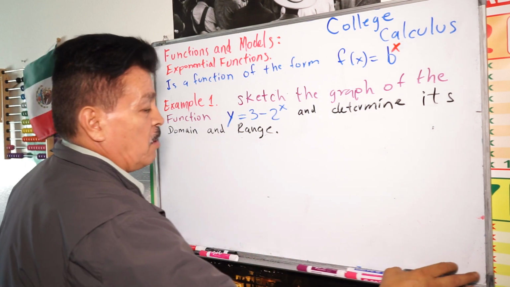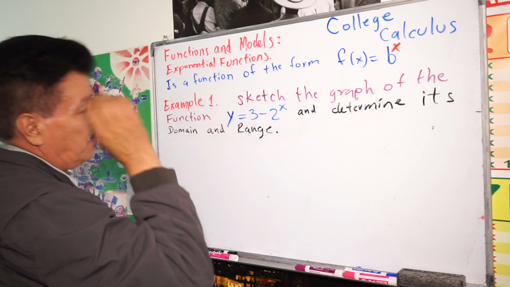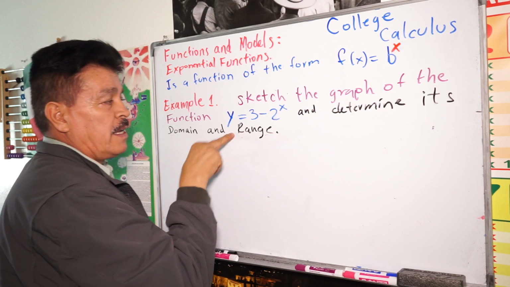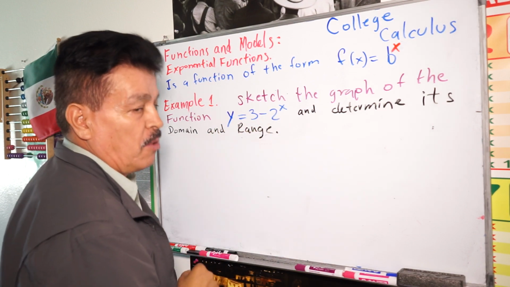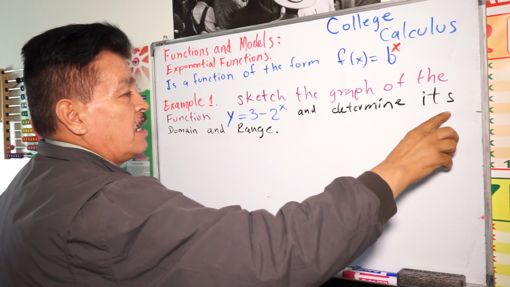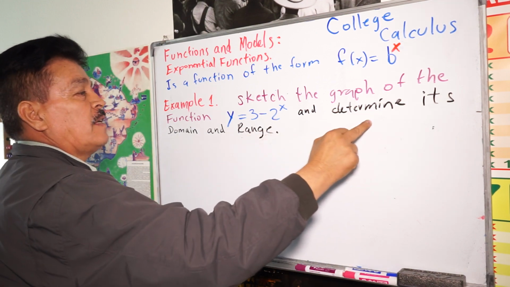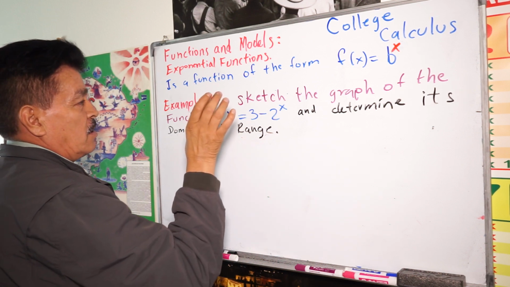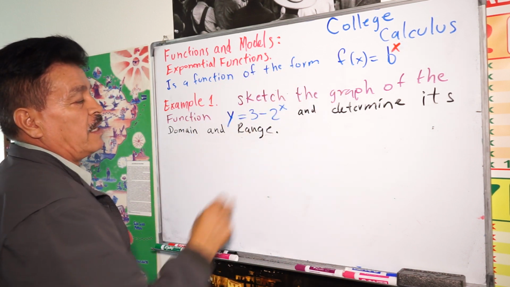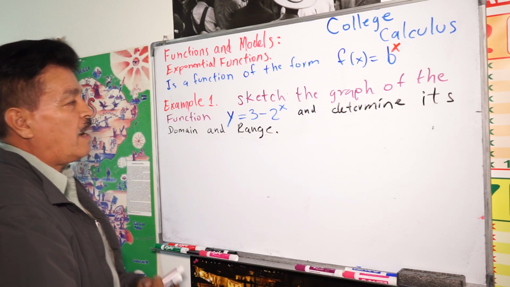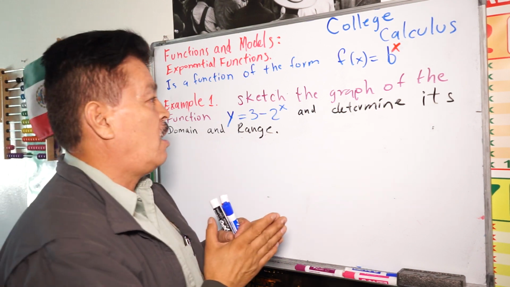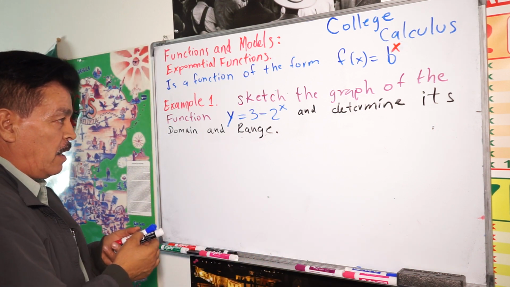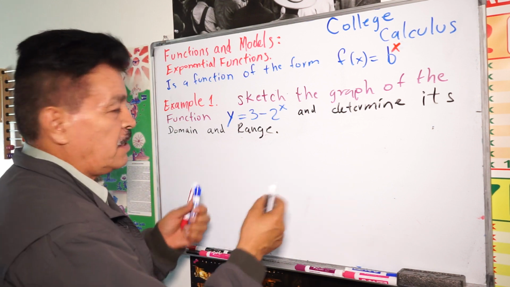So what is the problem then? It says in this example, sketch the graph of the function y equals 3 minus 2 to the x power, and determine its domain and range. Okay, sketch the graph and find the domain and the range. We don't have numbers, just make a sketch or draw the graph. There's no problem. It's easy here.